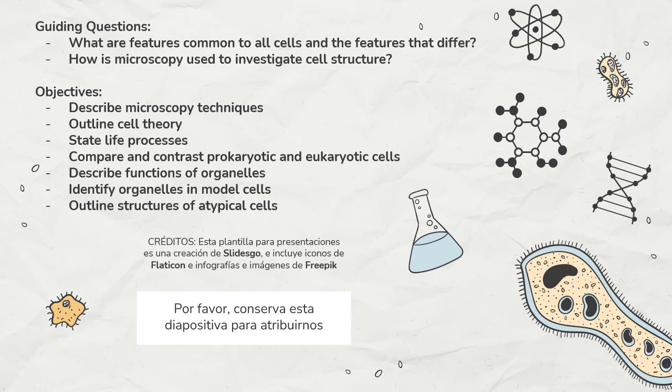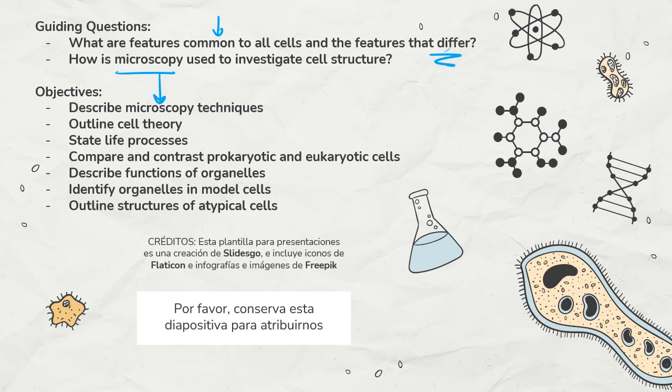And my friends, we did it. We made it to the end. We talked about features common to all cells. There were those 4 things. They have plasma membranes, they have DNA, they have cytoplasm, they have ribosomes, and then, oh my gosh, so many differences. We talked about how we have microscopy to investigate cell structure.